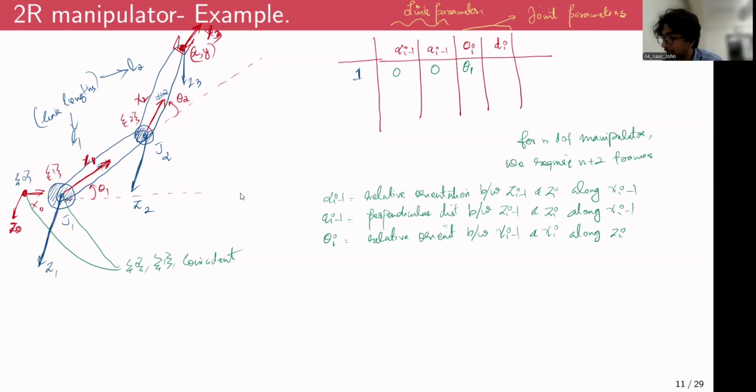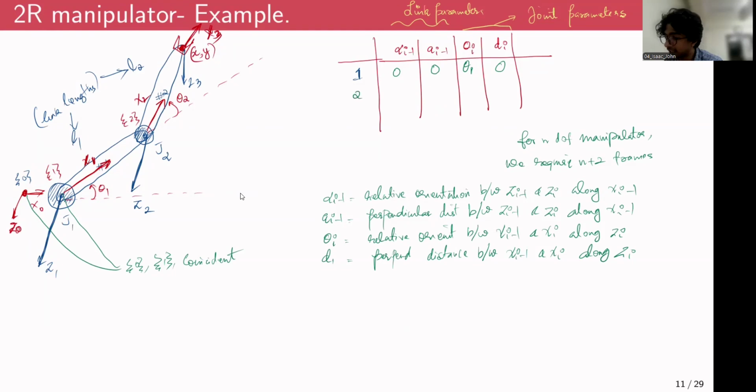And now the final parameter, d1, is the perpendicular distance between xi minus 1 and xi along zi. Since in the first case they are already coincident, there's no offset that you have to move along z1. So that is also going to be 0.